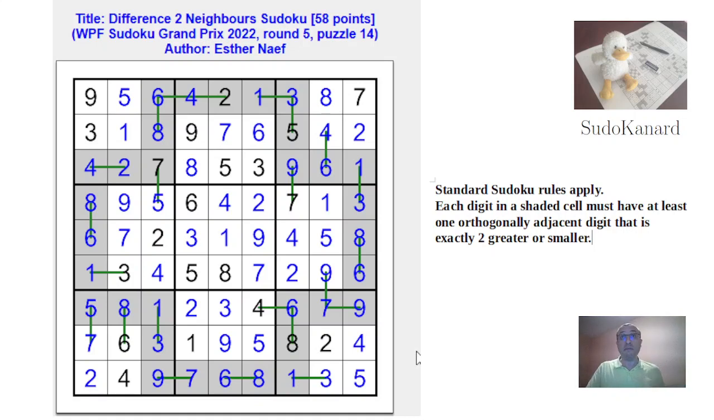So that's a very well constructed puzzle by Esther Naef. That's an original set of rules, I think. I don't remember ever seeing this anywhere, but it makes perfectly sense with this big loop in the shape of the Swiss cross.